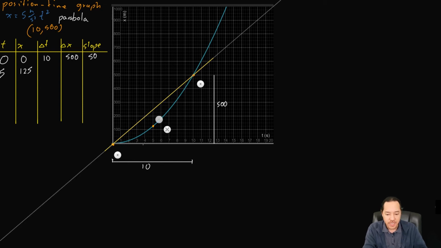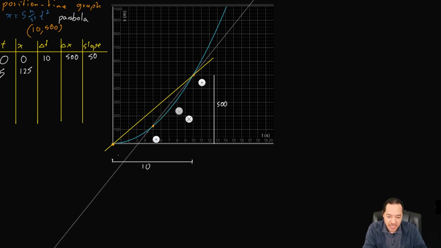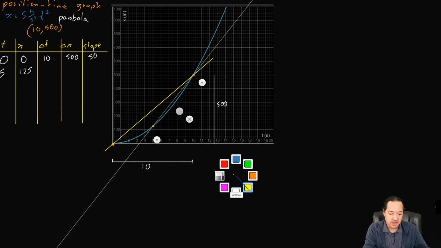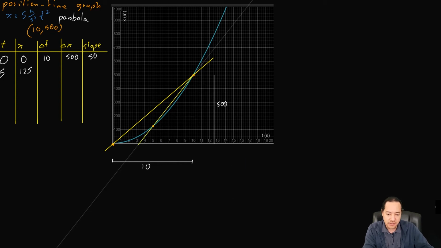Okay, so now when we draw this line between these 2 points, the line looks like this. And as we can see, this second line is more steep than the first one. We should have a steeper slope, which is good. Let's see what this is actually going to be.